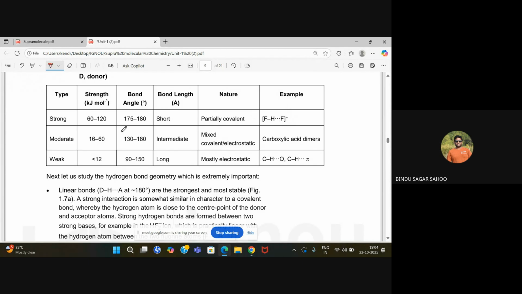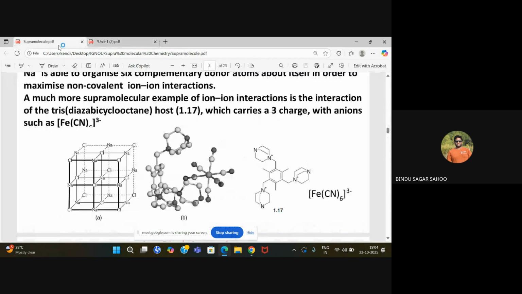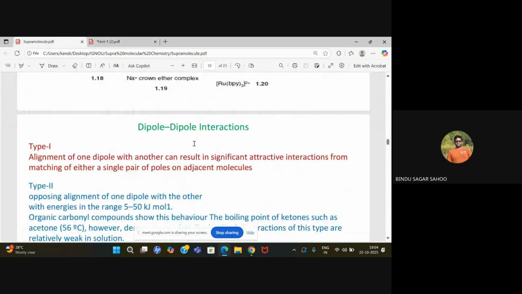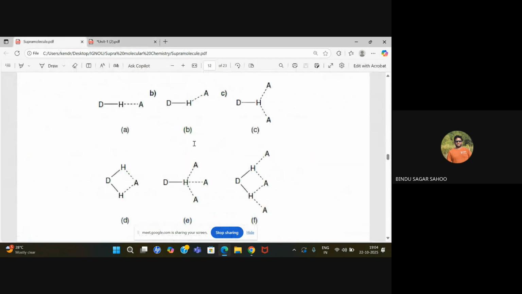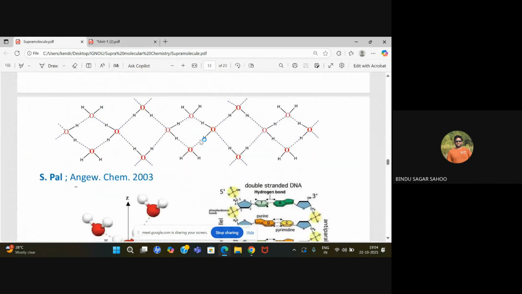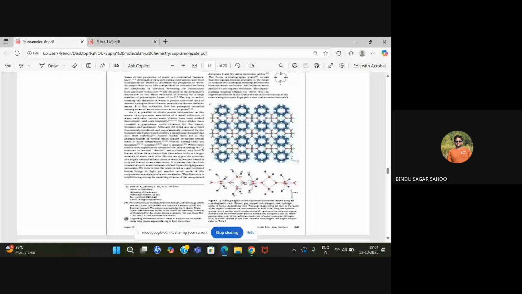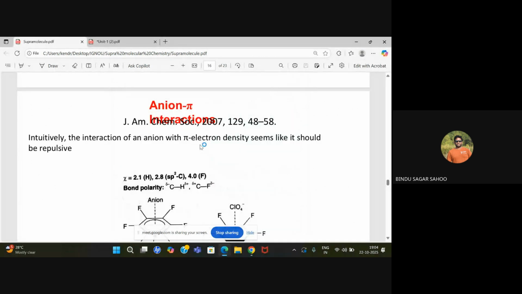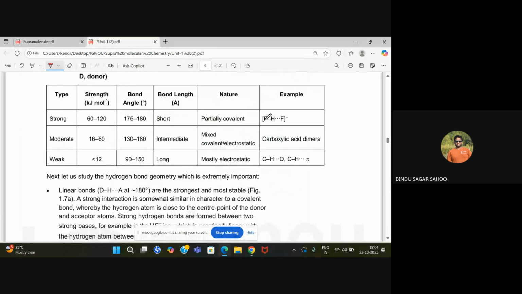Then the second type of interaction is called carboxylic acid interactions, in organic compounds. These interactions are moderate types of interaction. You can search here for the moderate type of interaction also. Here it's not present, but later we will discuss. Carboxylic acid with dimer formation is called a moderate type of interaction.